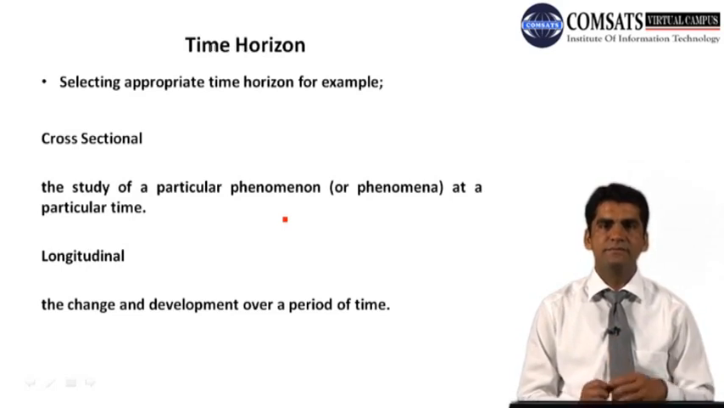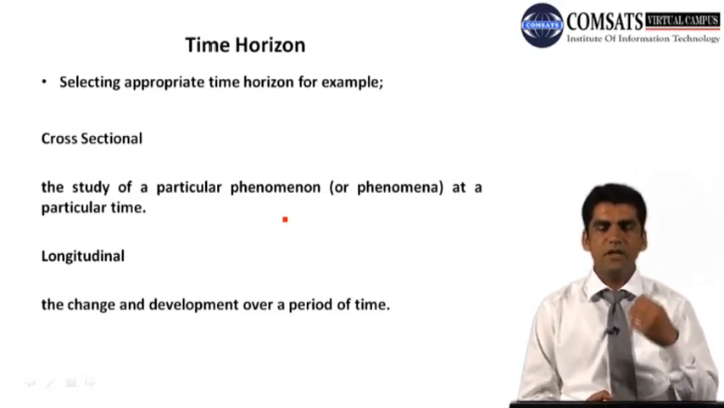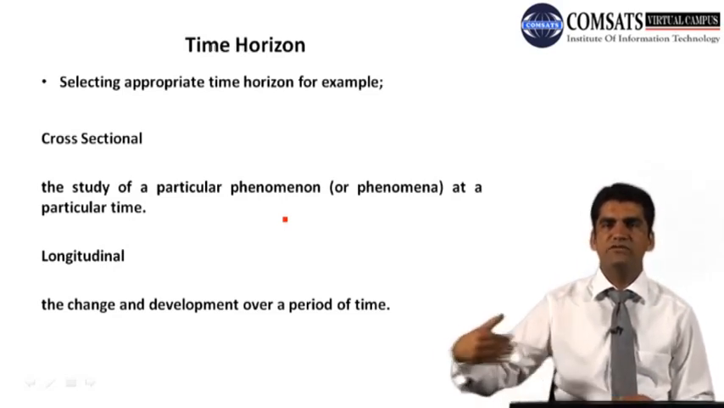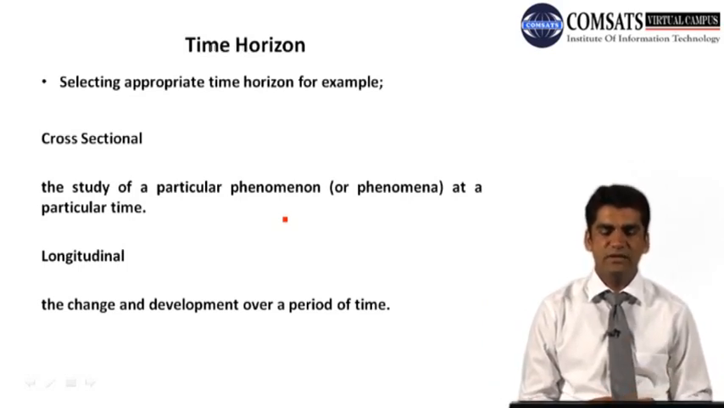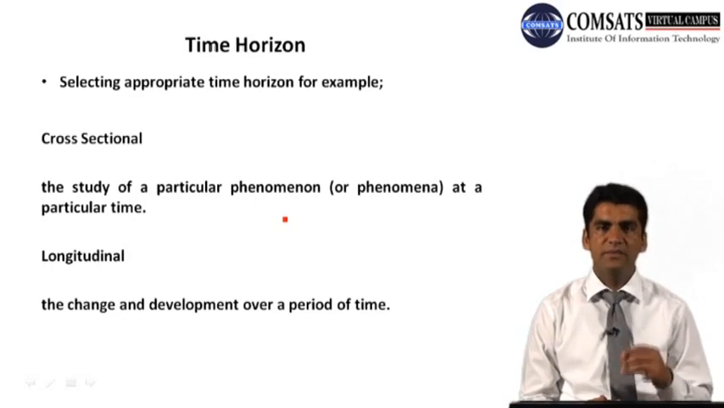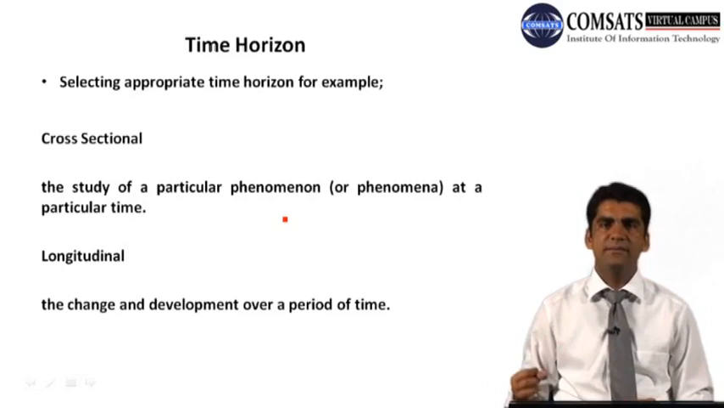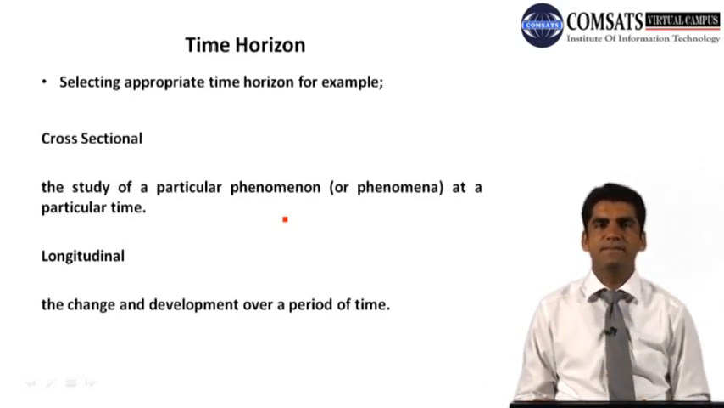We have to understand whether we are going to use cross-sectional data, or longitudinal data, or time series data. Cross-sectional data is when, at a certain point of time, you collect information from various people. So this is the study of a particular phenomenon or phenomena at a particular time. In summer, people eat more ice cream. You ask the question, why in summer do people eat more ice cream? And then you collect cross-sectional data.